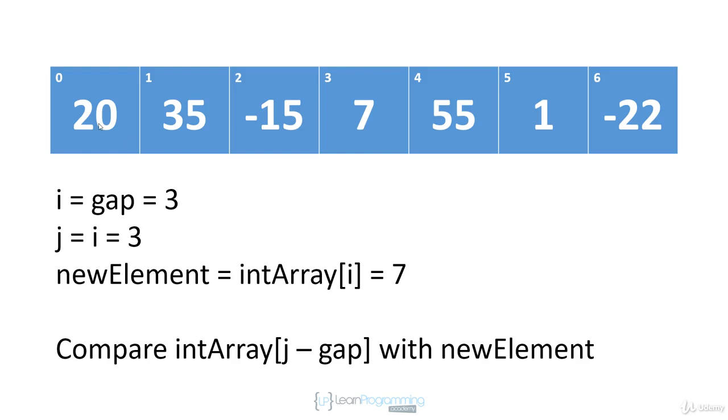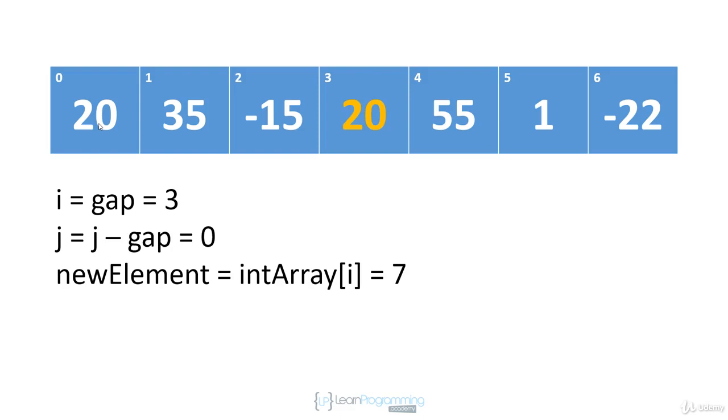And so we compare 7 with 20. 7 is less than 20. And so what we're going to do is assign 20 to where 7 was. So instead of doing what we were doing with insertion sort, which is comparing to the neighbors and shifting up 1, we're comparing using a gap of 3, and we shift by 3. And so 20 has been shifted up 3 places.